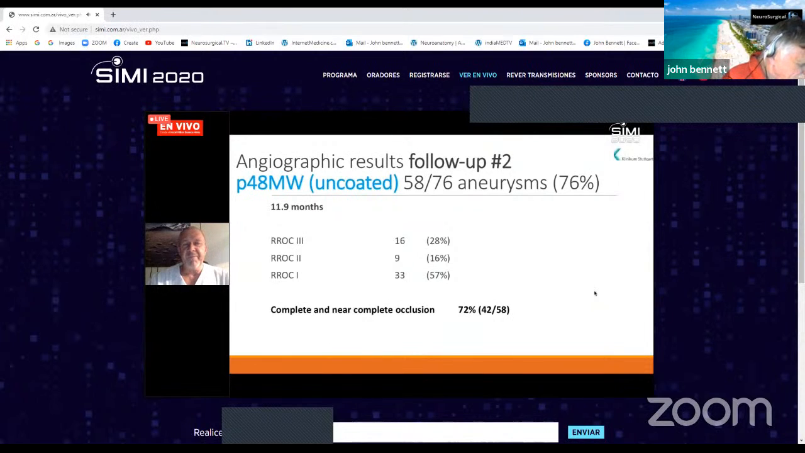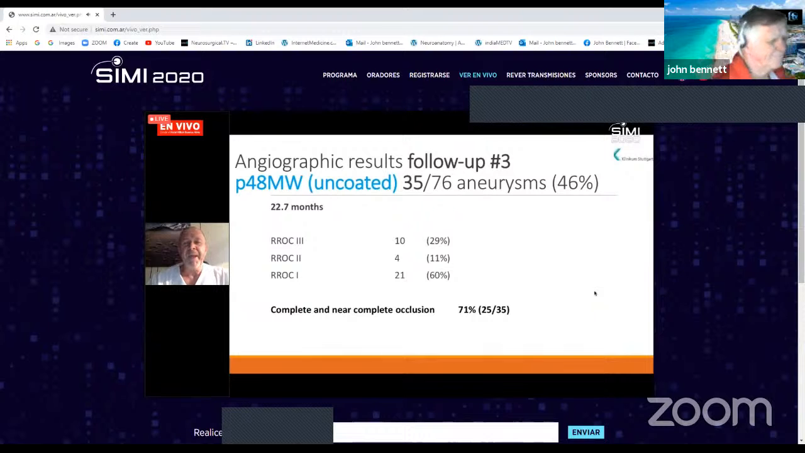The next follow-up was more or less after 1 year at 11.9 months, and now we see 72% of complete occlusion or neck remnant, and this does not increase with the next follow-up, which was done at 22 months. So what we see is that something around 70% of the aneurysms are occluded after 1 year, and the others are shrinking in the far majority of cases, but there is still aneurysm detectable.